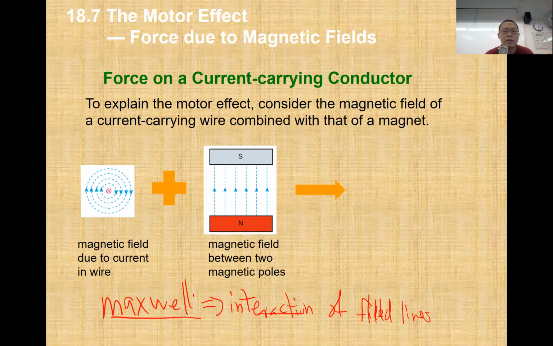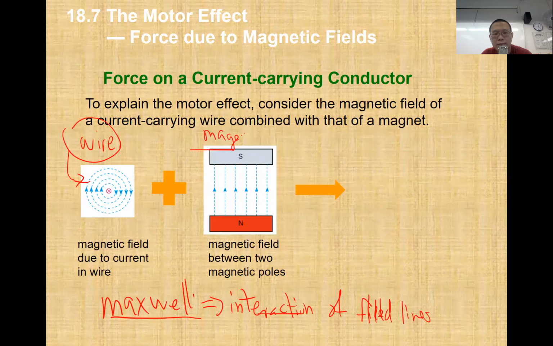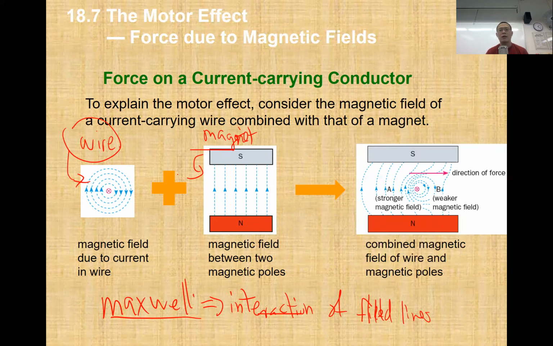If you have a wire and a magnet, this is the wire with its own magnetic field lines. This is the magnet, with its own field lines. Because the wire is inside, or in between, the magnet, the two field lines, one by the current and one by the magnet, will interact. So I will look at the interaction.